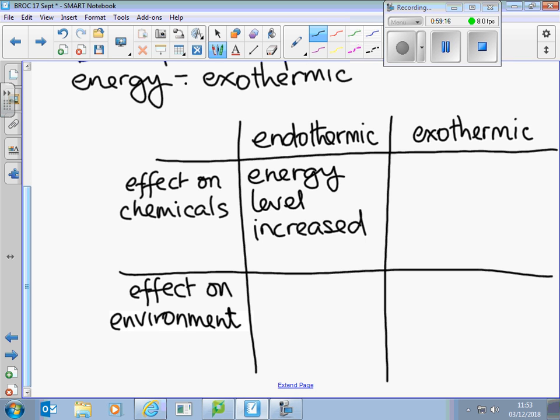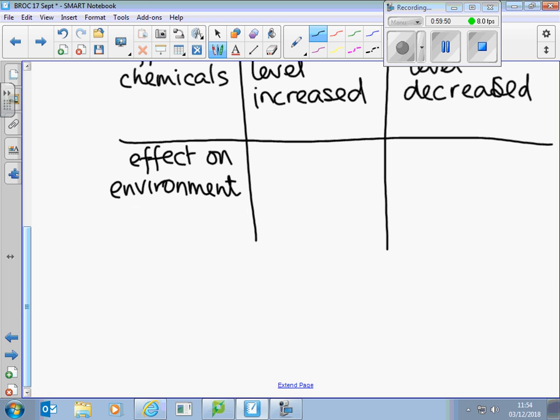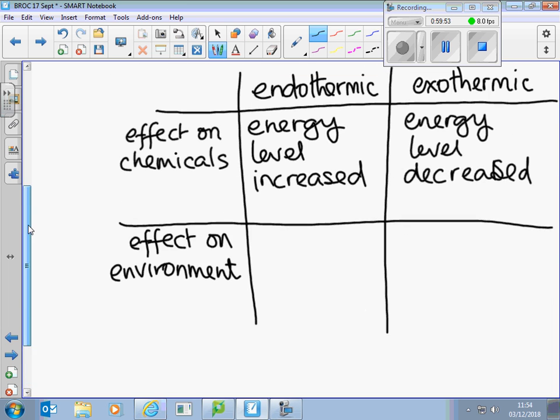An exothermic reaction, on the other hand, causes the chemicals to... Well, I've not phrased that very well, have I? Energy level of the chemicals will decrease, yeah. So where has that energy gone? Not yet, no, not necessarily. It could just influence the environment. I'm just generally doing endo and exothermic at the moment.